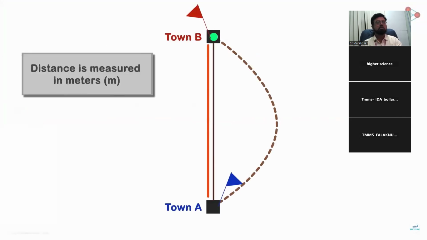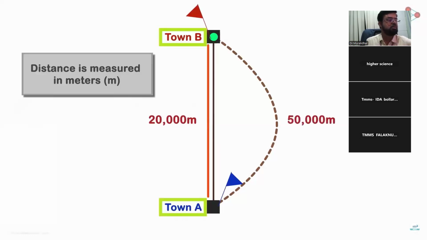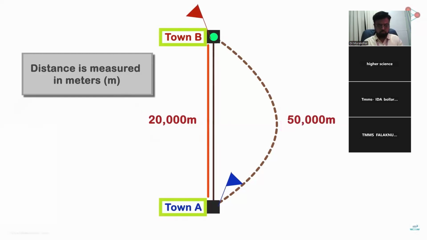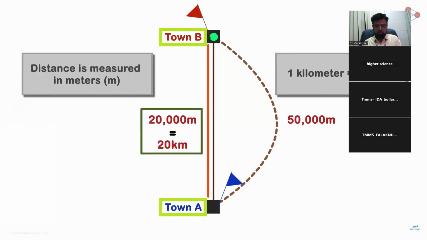Distance is measured in meters and denoted as lowercase m. The distance between these two towns is about 20,000 meters, but because of the detour, you had to cover a distance of 50,000 meters. Okay, so nobody likes big numbers unless it's your salary. So we should also know that a kilometer is 1,000 meters. In our example, we can say that instead of 20 kilometers, you traveled 50 kilometers.